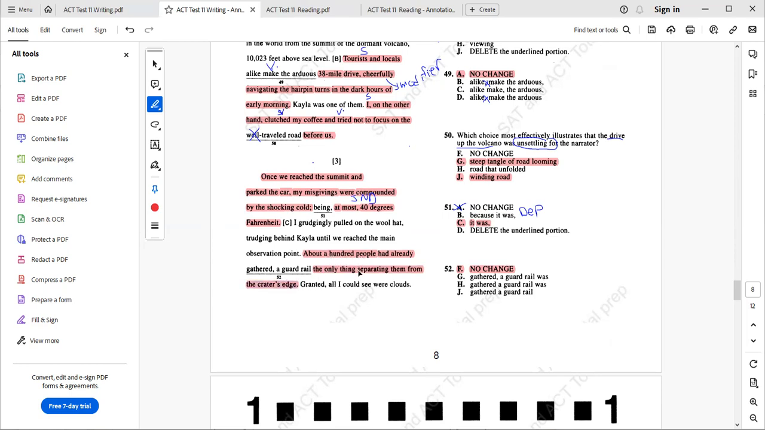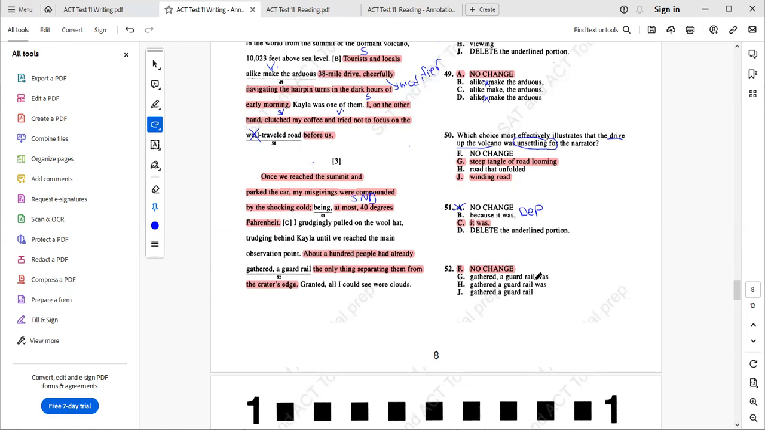He said about 100 people had already, okay, gathered. Had gathered is the verb. Had already gathered, a guardrail, the only thing separating them from the crater's edge. About 100 people had already gathered, then comma, here is going to be a kind of prepositional phrase, our modifier. A guardrail, the only thing separating them from the crater's edge. This is the modifier. So about 100 people had already gathered. I don't have any problem in this one.